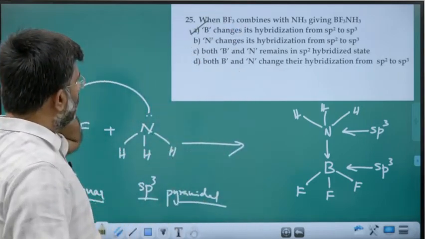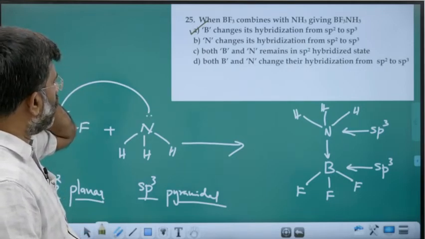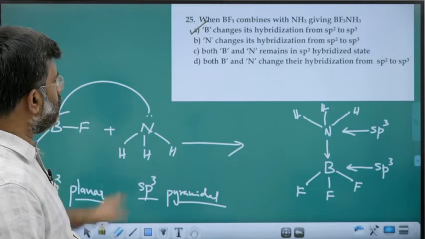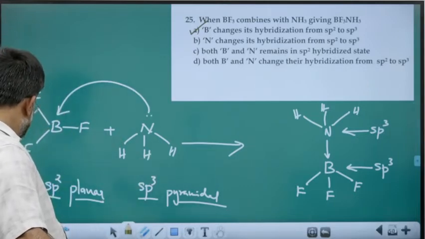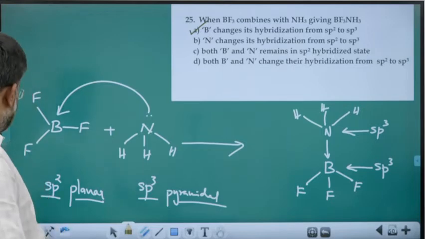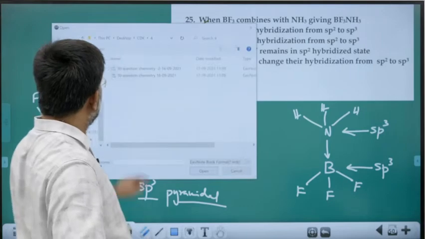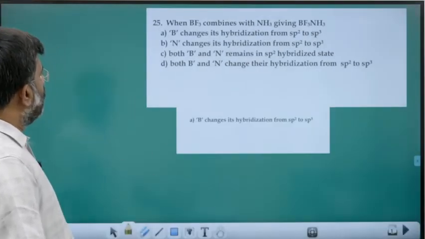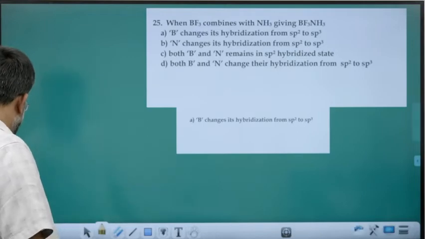What about the others? Nitrogen changes, wrong. Both boron and nitrogen change, wrong. A is the correct answer. Hope it is clear. Next one.